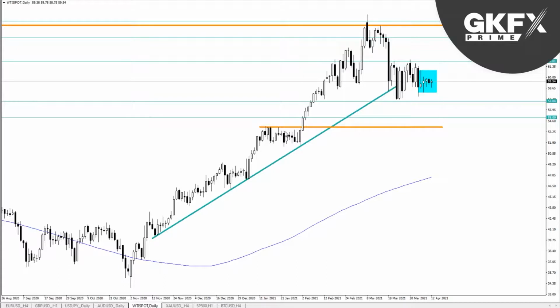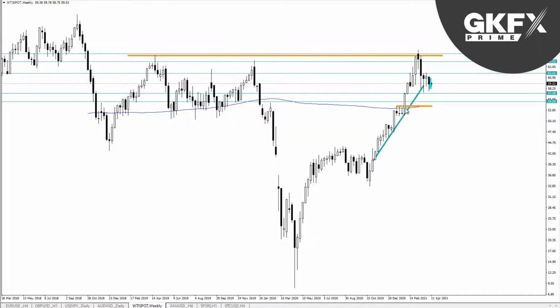If it's to the downside, then we've got the 55 handle, and then just below it, which you can see on the weekly chart, is a series of basically flat weeks before we had that last surge higher. And it also correlates with the 200-week SMA for what it's worth. So that's what we're dealing with here.